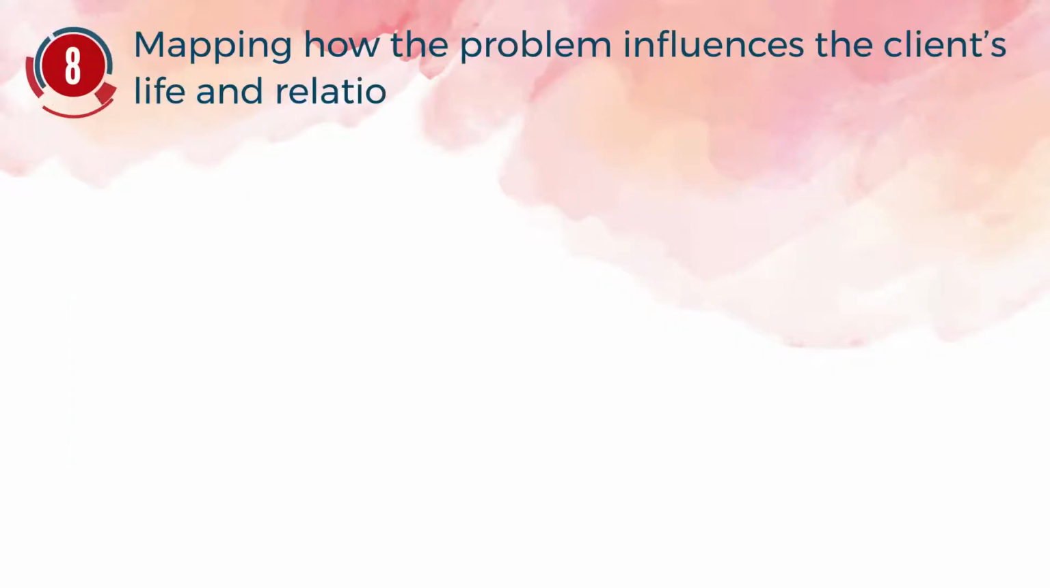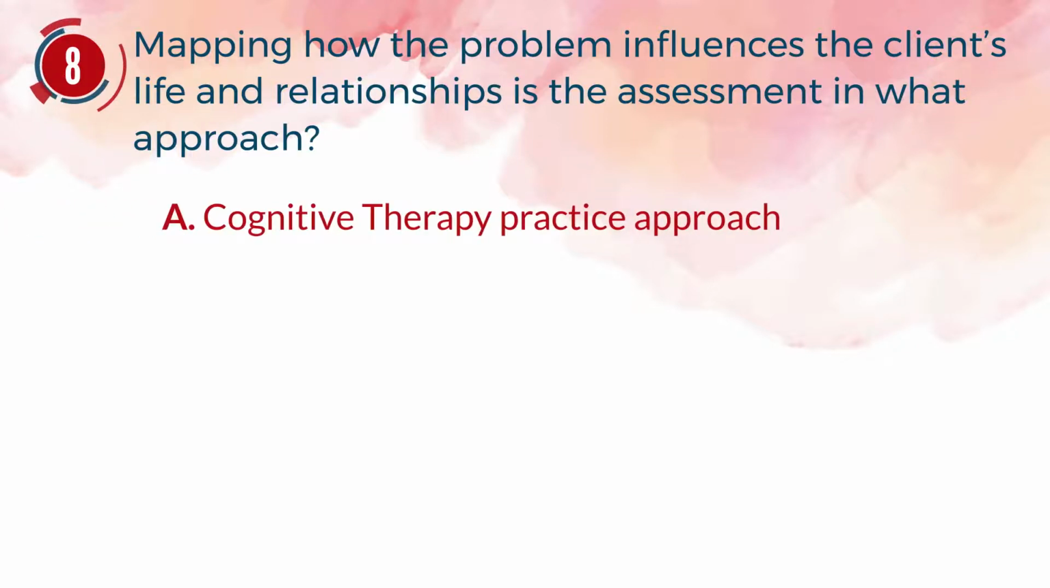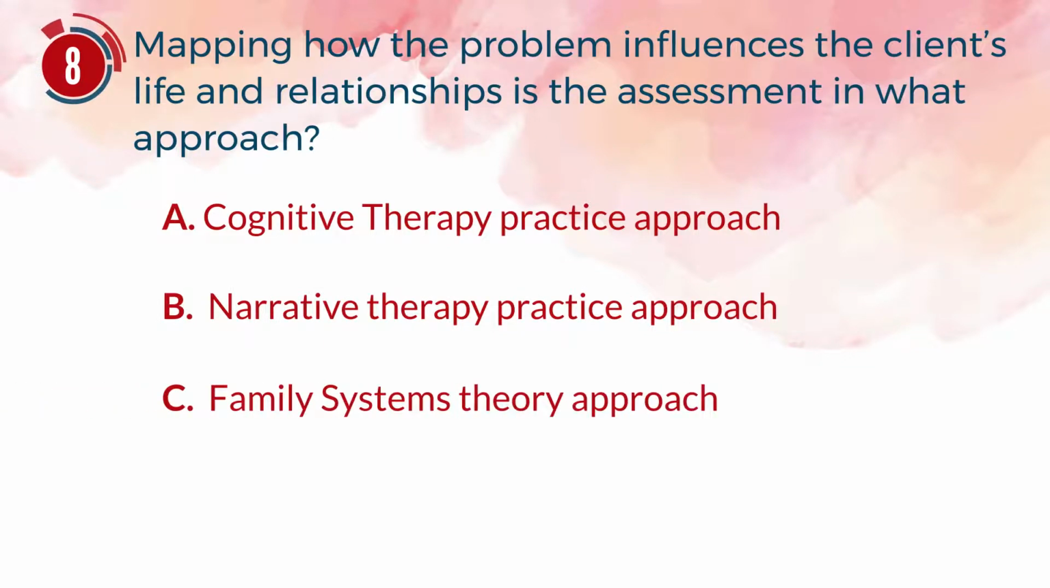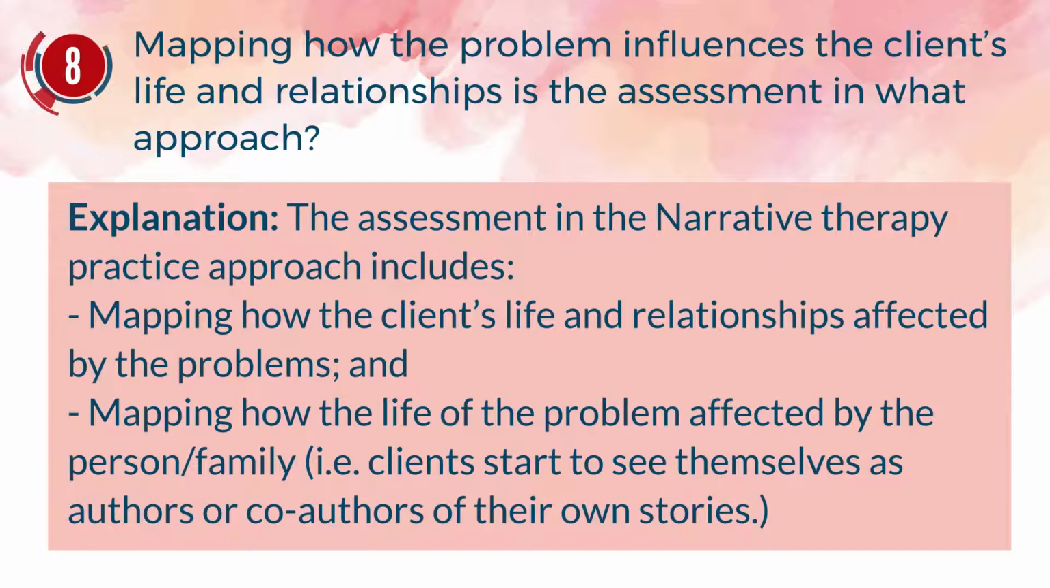Number 8. Mapping how the problem influences the client's life and relationships is the assessment in what approach? A. Cognitive therapy practice approach. B. Narrative therapy practice approach. C. Family systems theory approach. D. Task-centered practice approach. The answer is B. Narrative therapy practice approach. Explanation. The assessment in the narrative therapy practice approach includes mapping how the client's life and relationships are affected by the problems. Mapping how the life of the problem is affected by the person or family, that is, clients start to see themselves as authors or co-authors of their own stories.